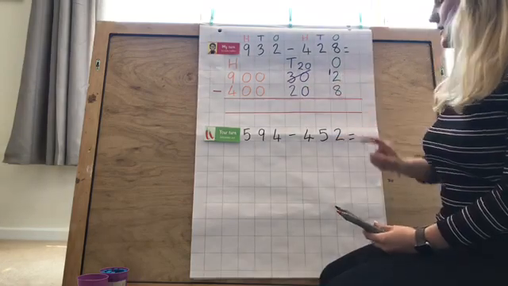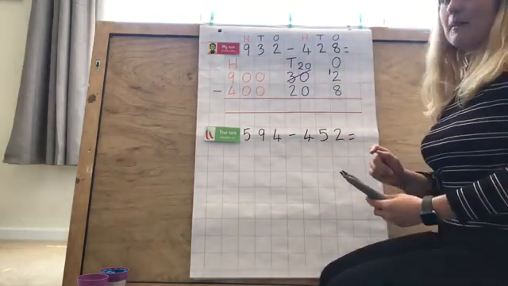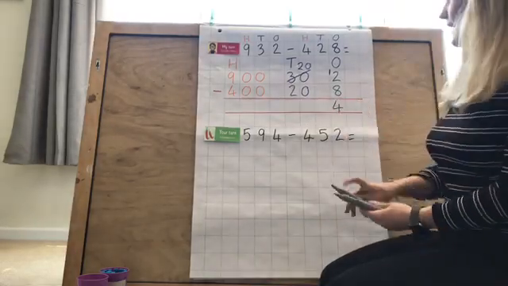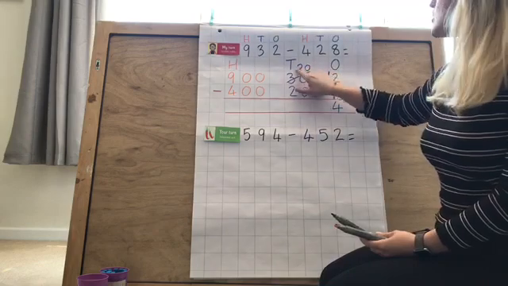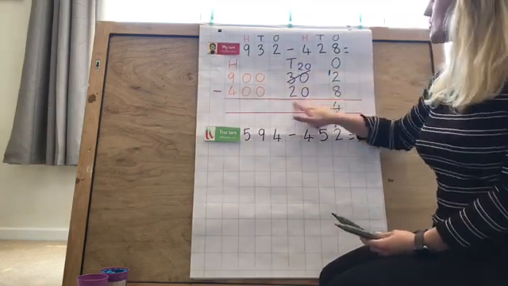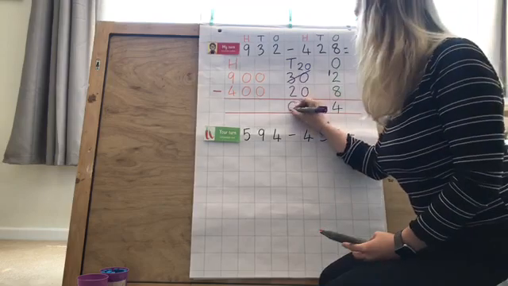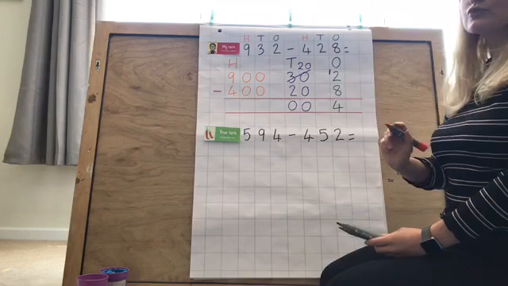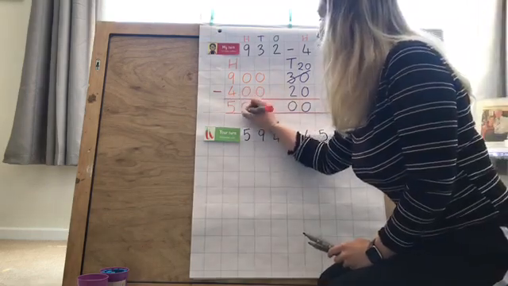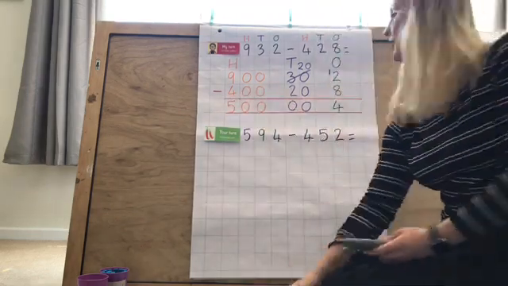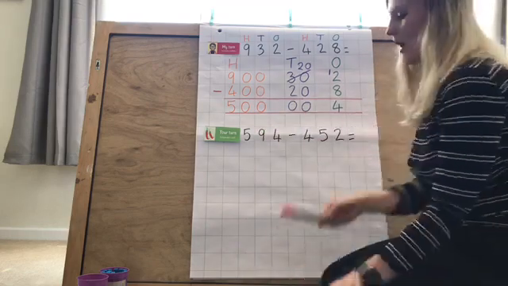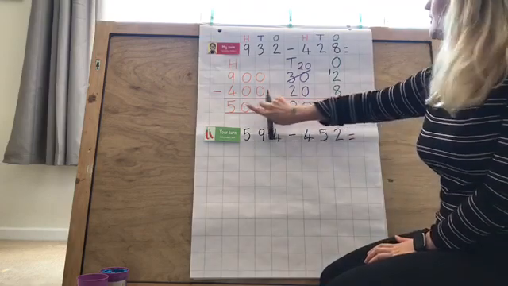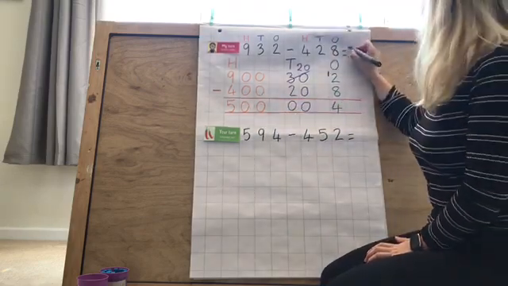Now 12 take away 8, I can now do that using my mental strategies. Okay, so I know the answer is 4. Now when I get onto my tens, I'm doing 20 take away 20, which I know that one's easy. It's 0. Now 900 take away 400 leaves me with 500. And then when I put my number back together, I get my answer: 500, no tens, 504.